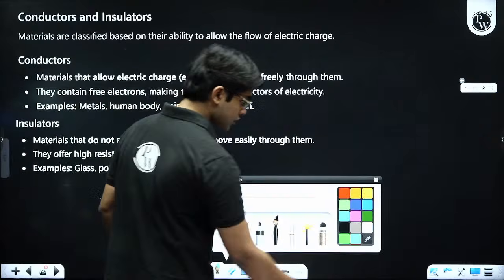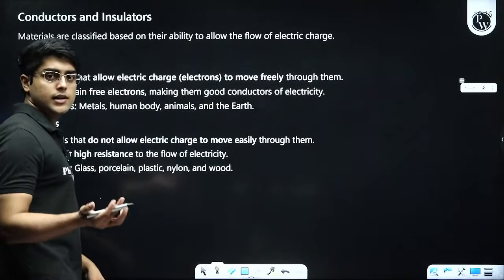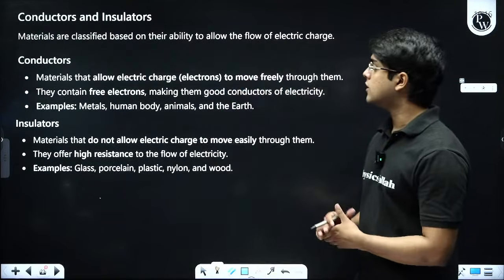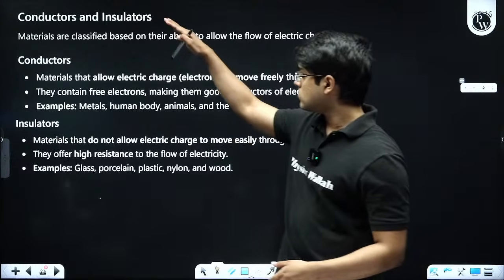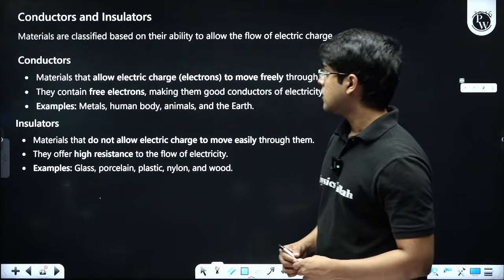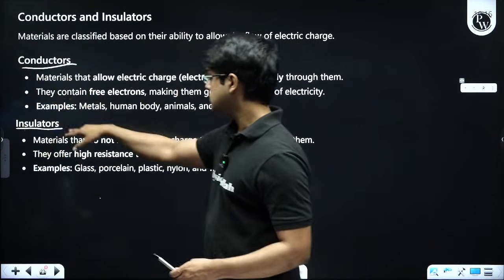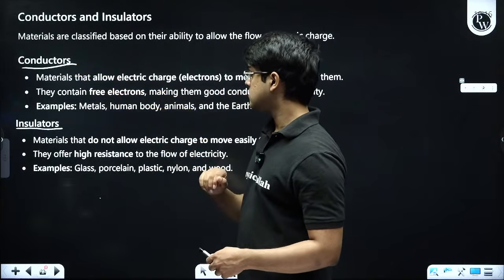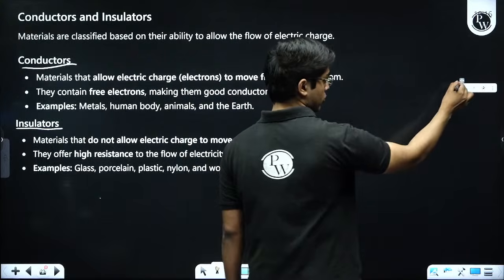And quantization of charge. Now we will talk a little bit about conductors and insulators. So conductors and insulators, mainly we will deal about these in current electricity. Okay, but right now we can just simply discuss them at a fundamental level. So conductors and insulators are basically types of materials. Okay, conductors are those types of materials that allow electricity to flow through them. Okay, electrons to flow through them.